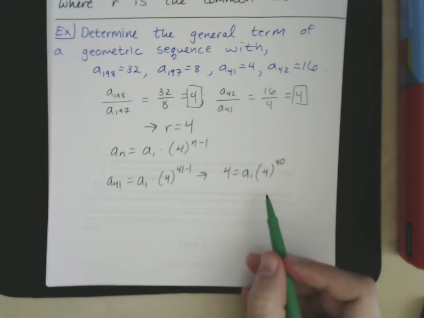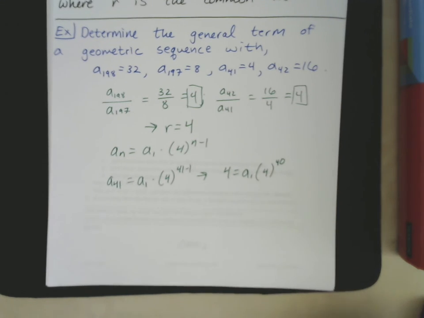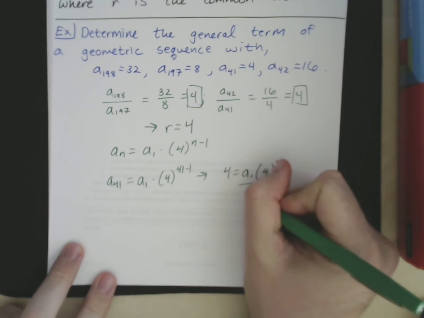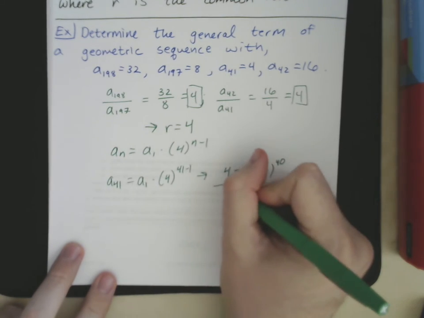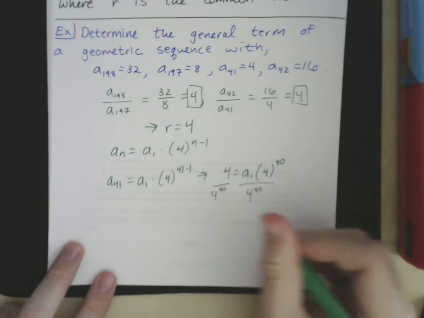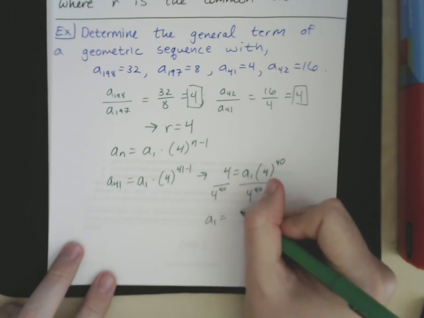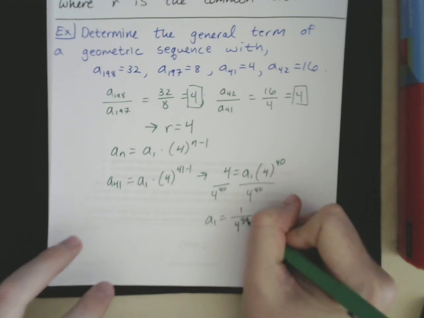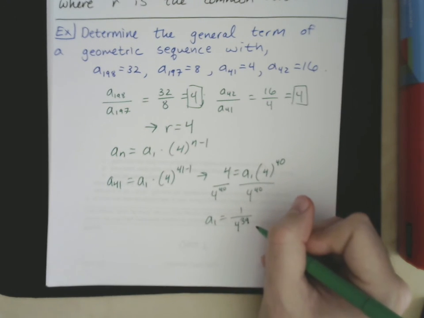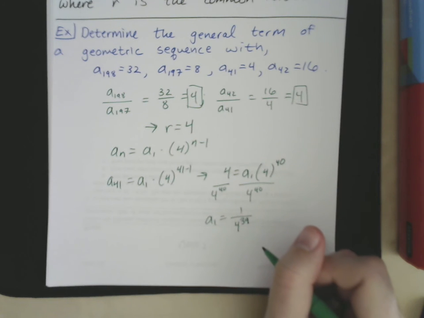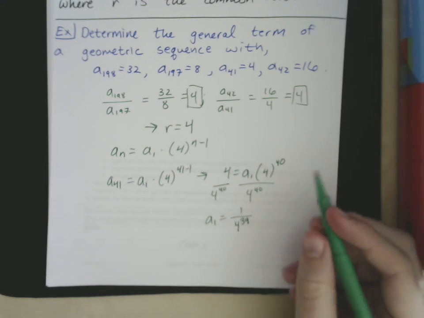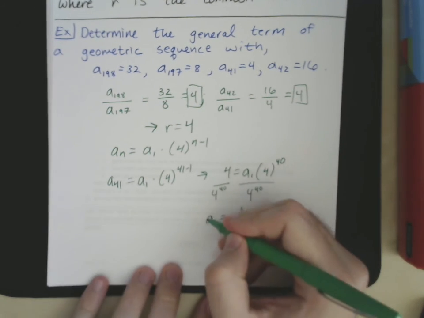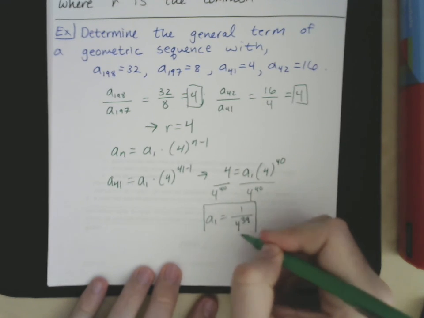And then all we do now is solve for a sub 1. So divide by 4 to the 40th, and we get a sub 1 equals 1 over 4 to the 39th, which is a really, really big number. It's like 3 billion or 3 trillion or something like that. So we're going to leave it just like this.